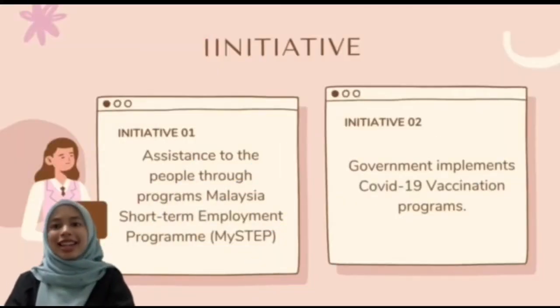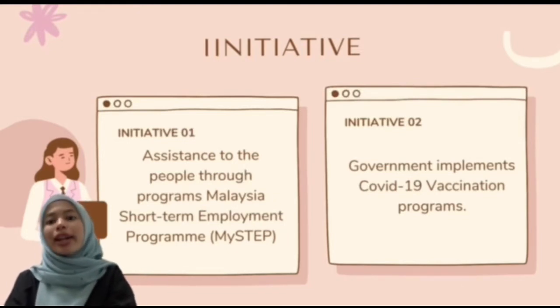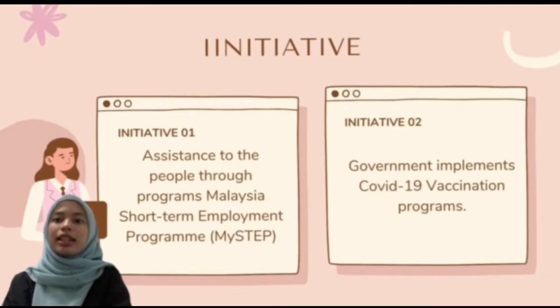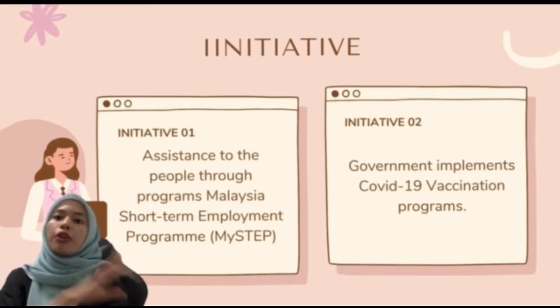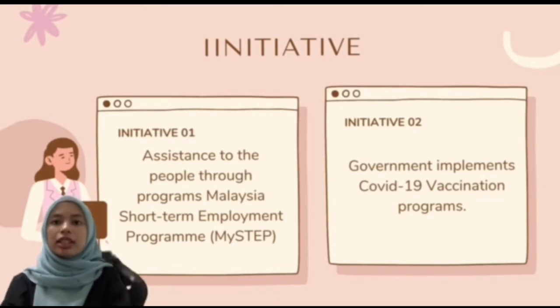So, next is the initiatives. First, the initiative that the government gives to the community is MyStep. What is MyStep? MyStep is Malaysia's short-term employment program. MyStep helps people get jobs and opportunities. For 2020, this RM1.8 billion initiative offered 18,000 contract jobs, 15,000 in the public sector and 30,000 jobs in GLCs.